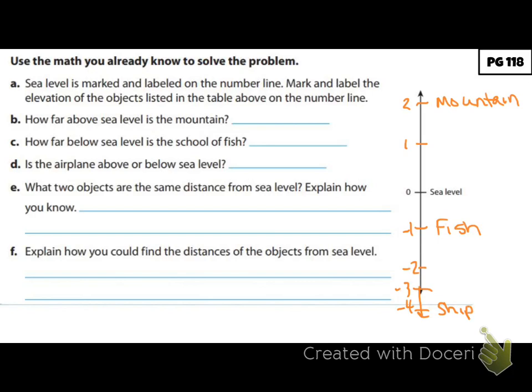And then at positive 4 is the airplane. So we'll just continue this up. This would be 3, this is 4, this is the airplane. Okay, it's just a vertical number line.